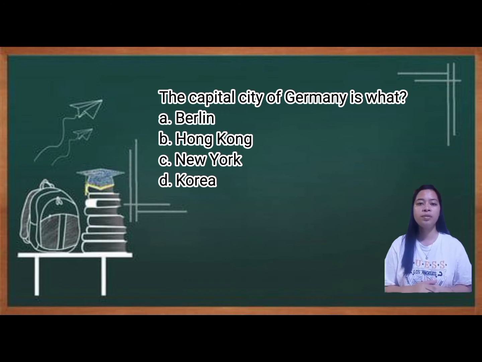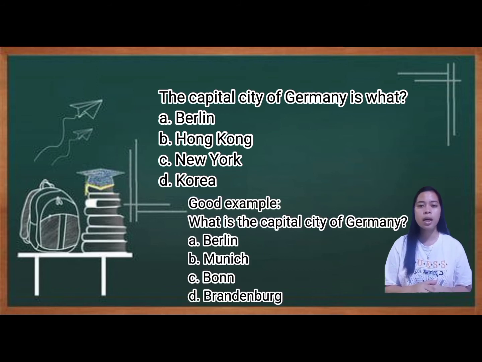So to be able to improve it, let's follow the guideline, which is to use distractors appropriately, as well as making them plausible and attractive. For the revised one, what is the capital of Germany? A. Berlin, B. Munich, C. Bonn, D. Brandenburg. It is a little bit tricky or confusing since most of the choices are famous cities in Germany.